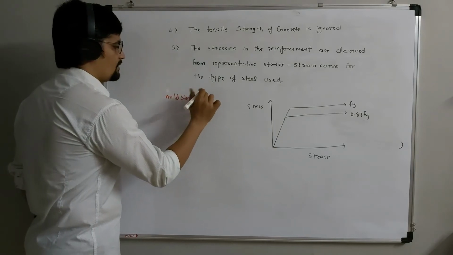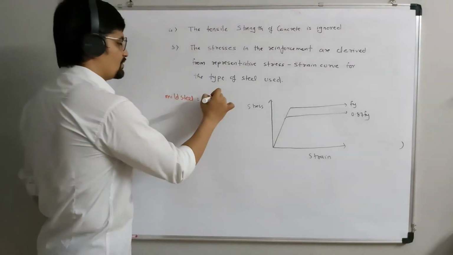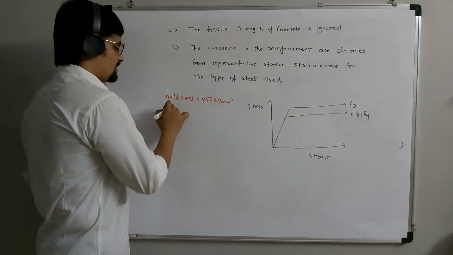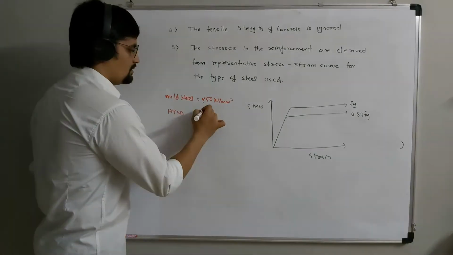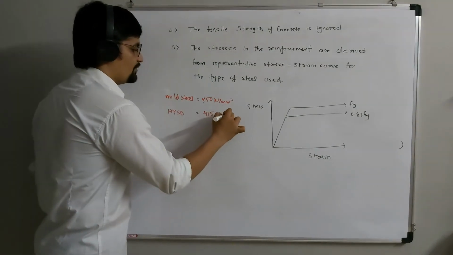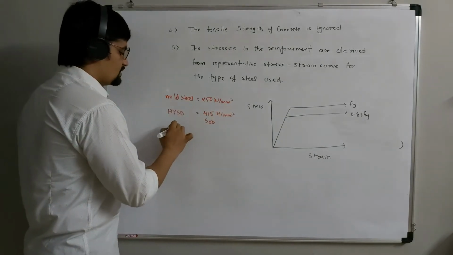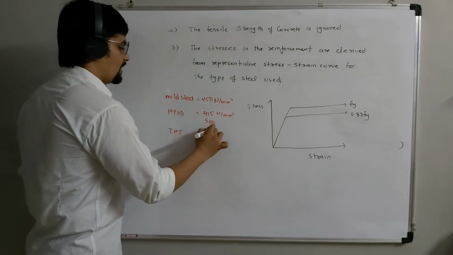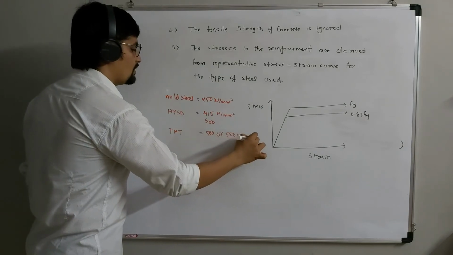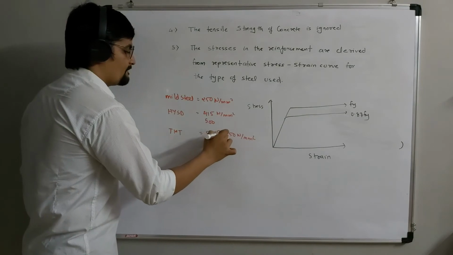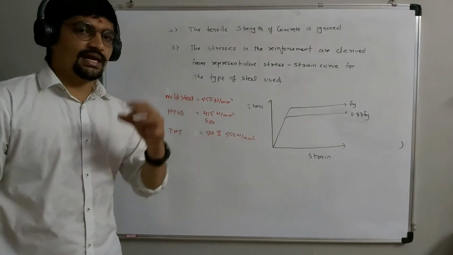Is equal to 250, whose characteristic strength is 250 Newton per mm square. Second one is HYSD bars, means high yield strength deformed bars, whose characteristic strength is equal to 415 Newton per mm square, or we can say that 500 also. Then third one is TMT bars, 500 or 550 Newton per mm square. So it will depend on which type of steel we are using.